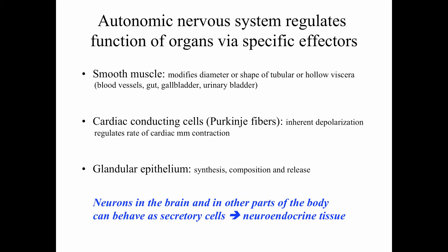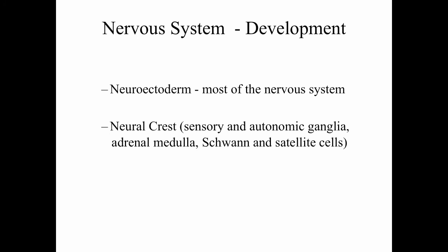And I don't think it's a surprise to you that neurons in the brain and in other parts of the body can behave as secretory cells. And so you're going to talk about in physiology, and we'll allude to it later in this course, that some tissues have a neuroendocrine capability or a neuroendocrine function. And we'll leave that to discuss later in the course when we talk about some of the endocrine organs.